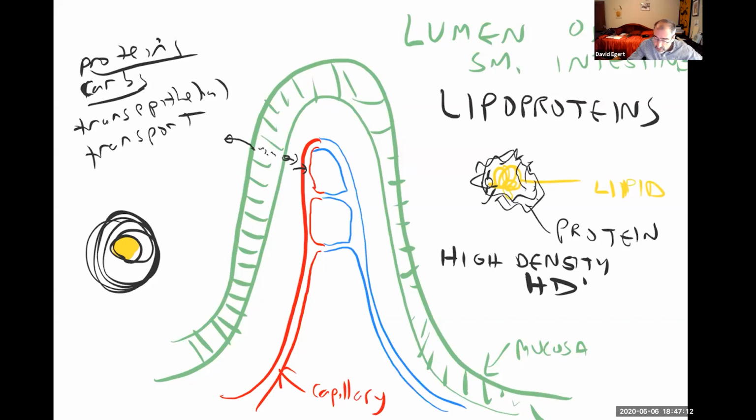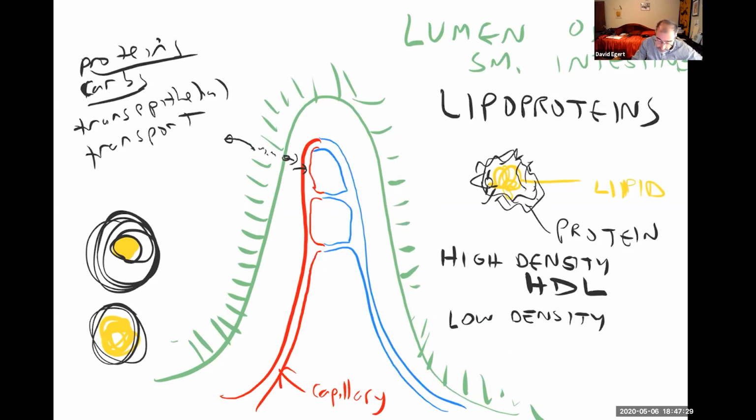HDL, high density lipoprotein. If you have more fat and less protein, that would be low density. That would be what we'd call an LDL. In general, the LDLs tend to be more involved with depositing fats into your body. The HDLs tend to be more with taking fats away for disposal.